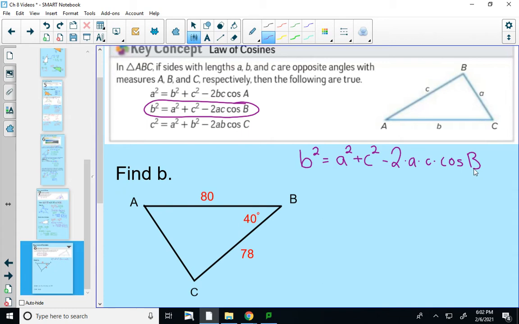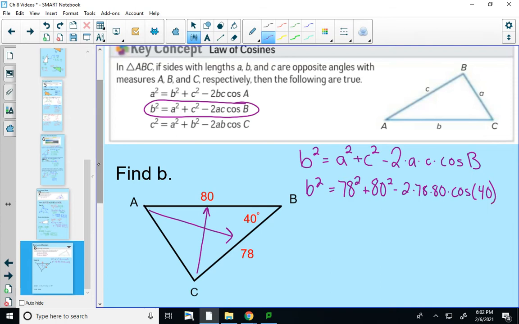All right, let's take this formula and plug in what we know. So b is what we're trying to find, so that's going to stay a variable. a, the side across from angle A, is 78. c is 80. And angle B is 40. All right, and then we're going to simplify this the best that we can.